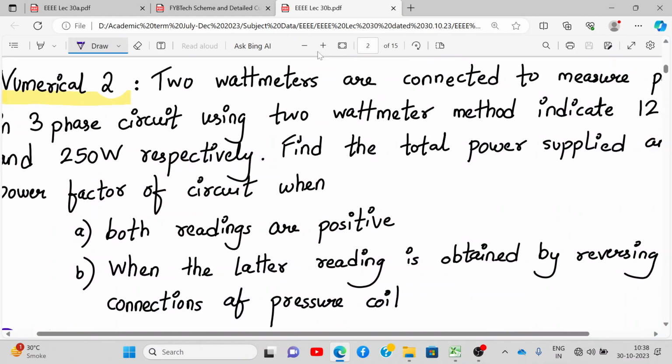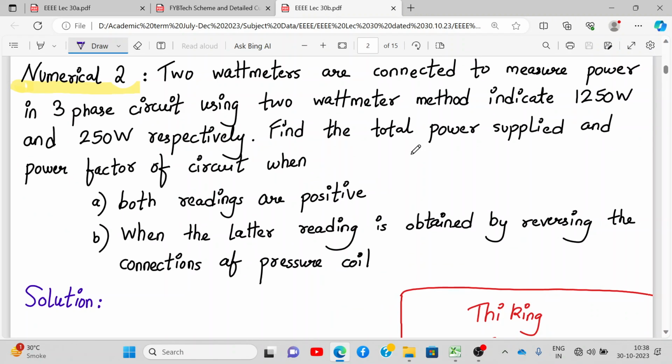Next, please listen carefully. 2 wattmeters are connected to measure power in a 3-phase circuit using the 2 wattmeter method, indicating 1250 watts and 250 watts respectively. So what will you consider 1250 as? W1, the higher one, and the lower one will be W2. Find the total power supplied and the power factor of the circuit when both the readings are positive. What do you mean by both readings positive? W1 is 1250 and W2 is 250 watts.